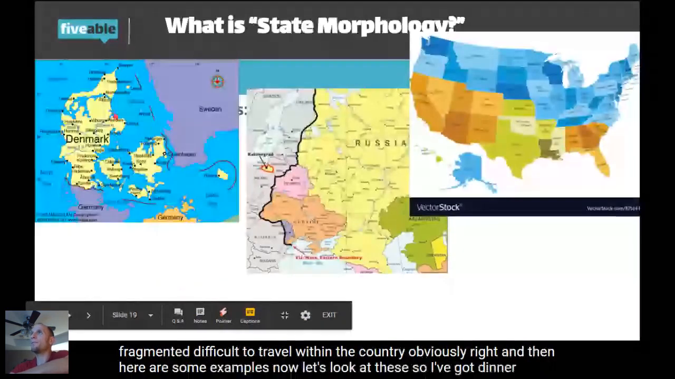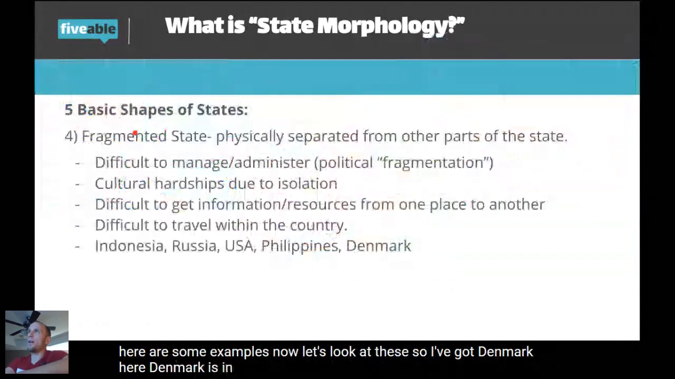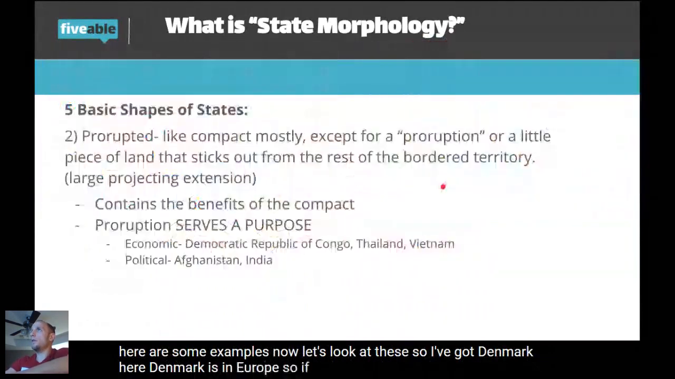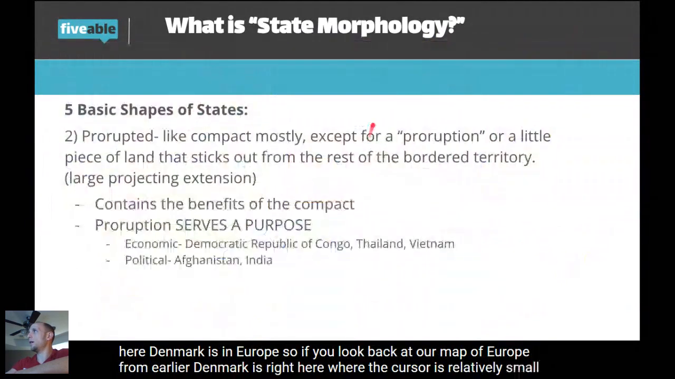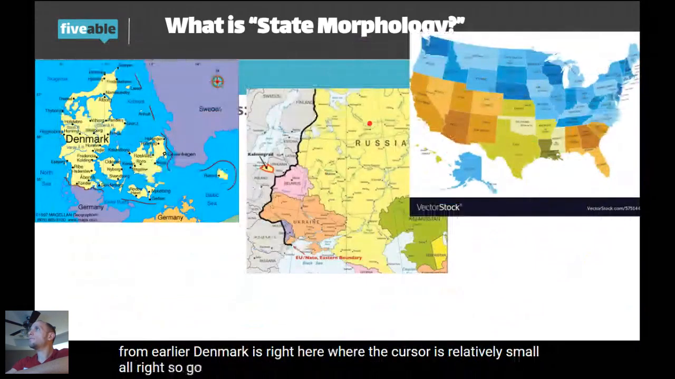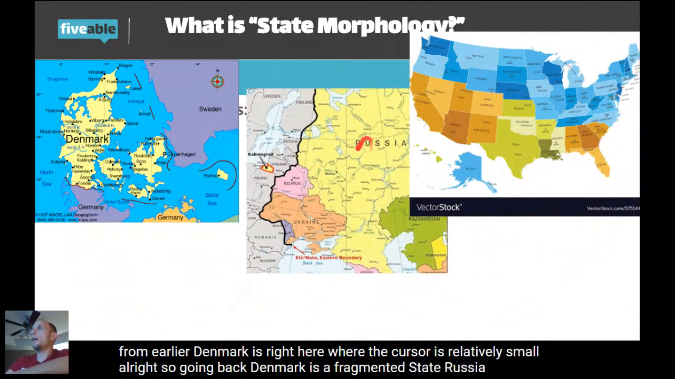Now let's look at these. I've got Denmark here. Denmark is in Northern Europe. If you look back at our map of Europe from earlier, Denmark is right here where the cursor is. Relatively small. All right, so going back, Denmark is a fragmented state.